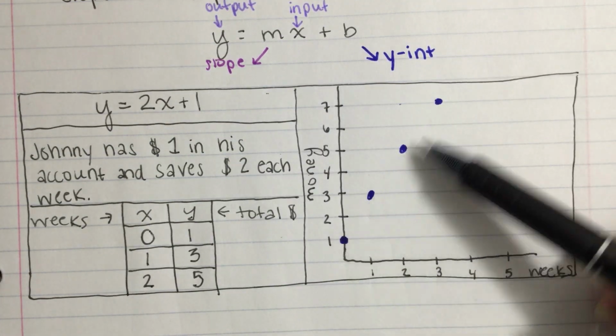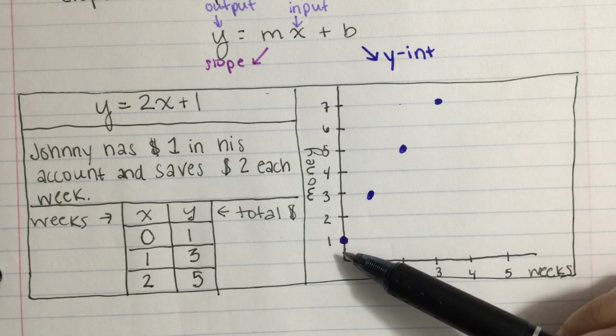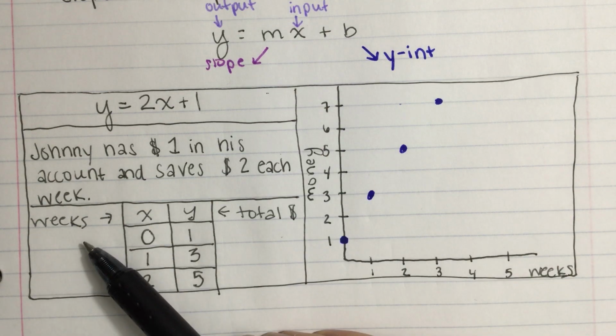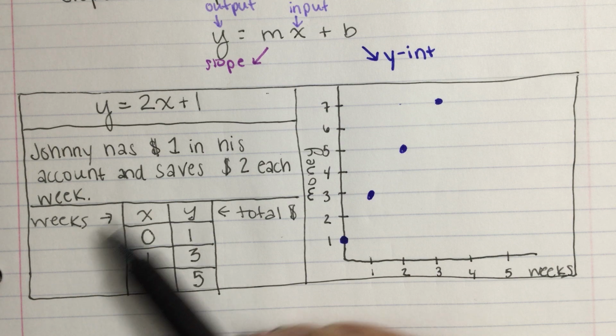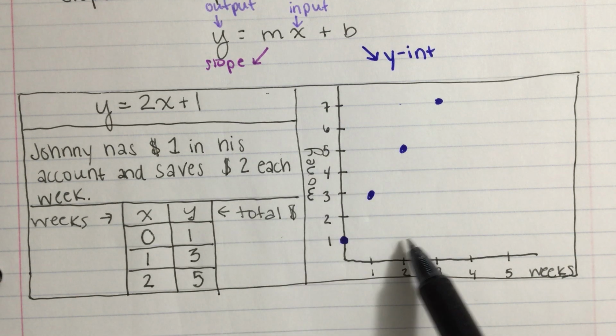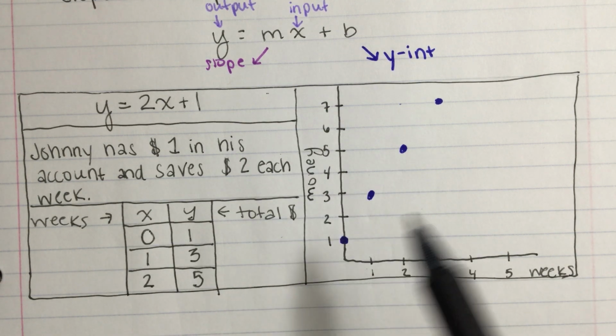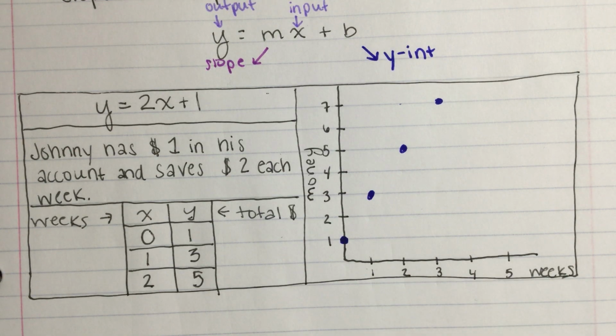And you'll notice I did not connect these dots. Although time could be considered a continuous domain, it says that he's saving each week, so we're not looking in between the weeks. So week 1, week 2, week 3, week 4, and so forth.